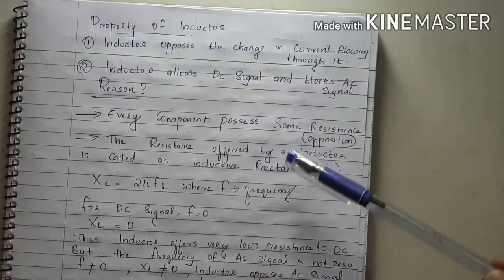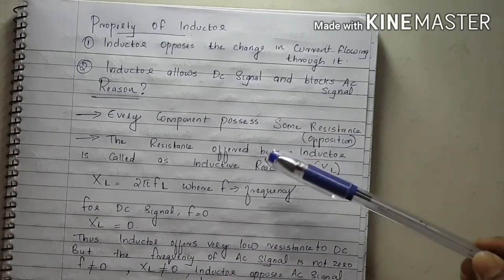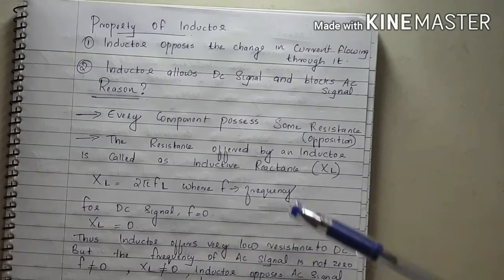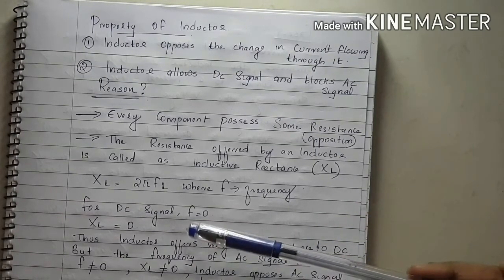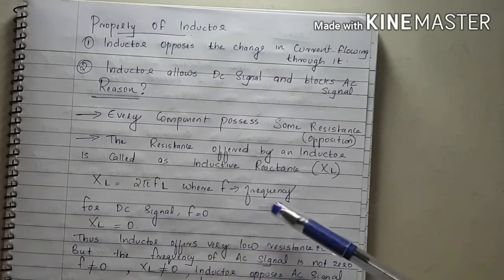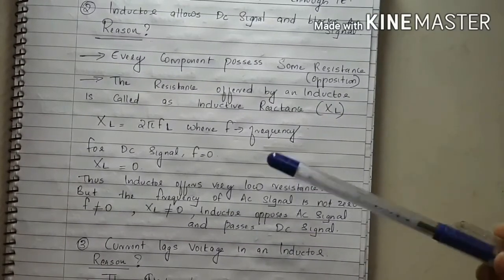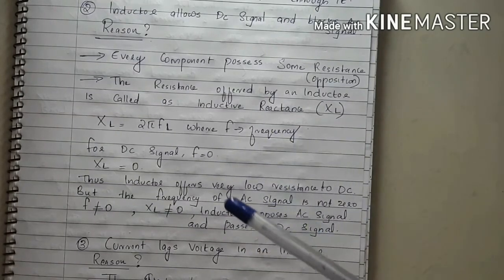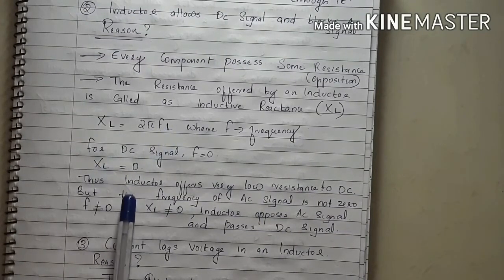every component possesses some resistance. Resistance is nothing but opposition. So the resistance offered by an inductor is known as inductive resistance, which is denoted as XL, and can be written as XL equal to 2 pi FL, where F is the frequency. For a DC signal, frequency is 0. So when frequency is 0, XL becomes 0.